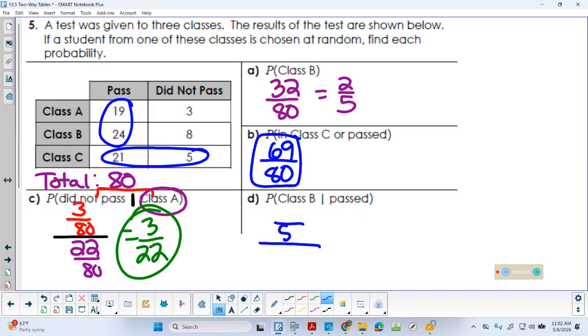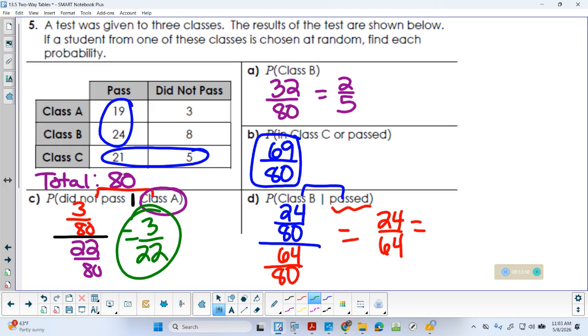So of course we know we're over 80. Class B and past. How many are in class B and past? 24. Good. The bottom is the probability of the second event. How many total passed? Good. Because you have to add 19, 24, 21 to get the total amount that passed, which is 64. All right, so we are down to 24 over 64, which does reduce down to 3 over 8.